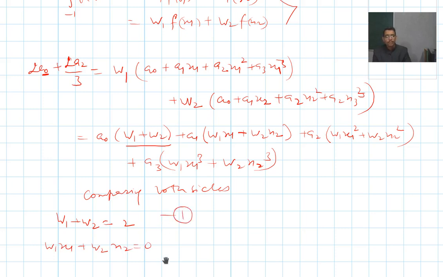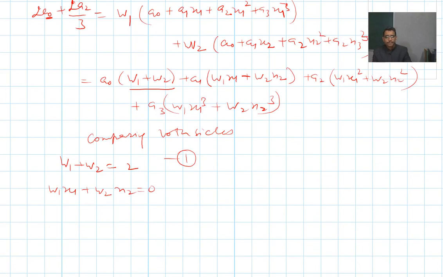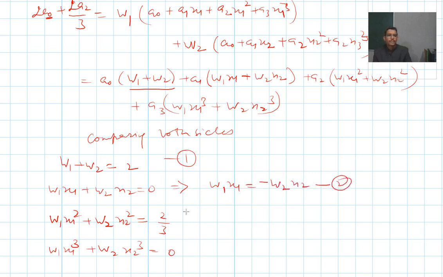Let us call it equation number 1, and w1 x1 square plus w2 x2 square is equal to 2 by 3, and w1 x1 cube plus w2 x2 cube is equal to 0. Let us rewrite this equation. It can be written as w1 x1 is equal to minus w2 x2. Let us call these equation number 2, equation number 3, and equation number 4, right?